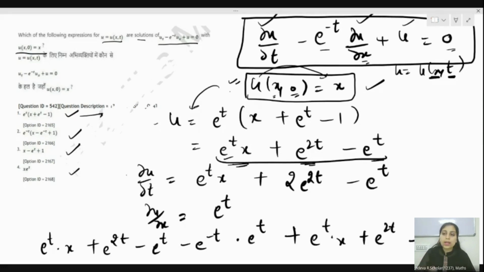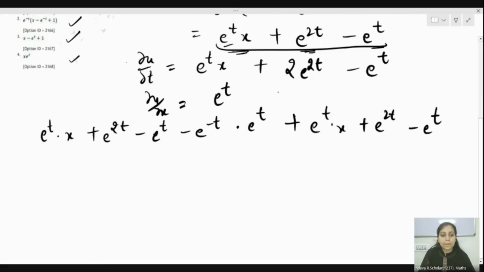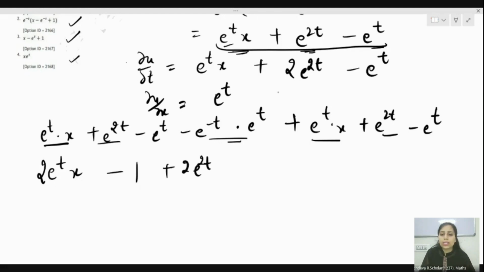Thus, it will become 0 or not. Let's check. The terms which are cancelling with each other: minus e raised to power tx here and also here 2 times e raised to power tx, and also this will become 1. Clearly we can see it will not become 0 as all are doubled here. We already saw this, so this will not be 0.